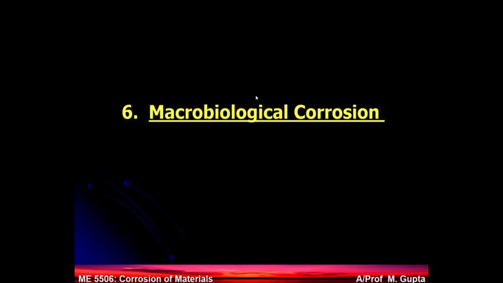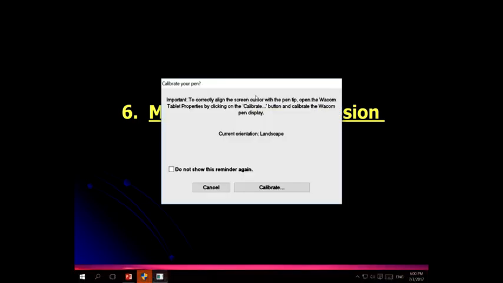Kind of a subcategory of corrosion is macrobiological corrosion, and macrobiological corrosion means, the word macro means you can see with your eyes.